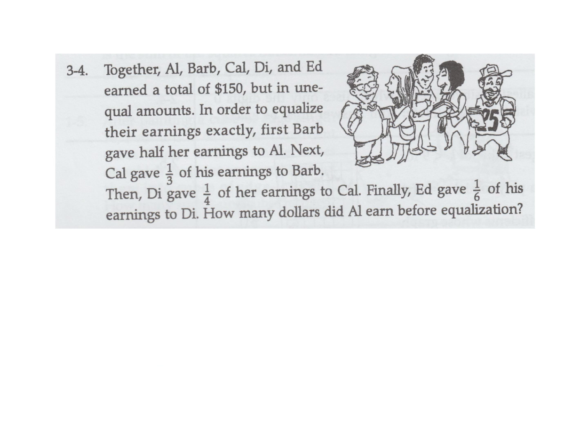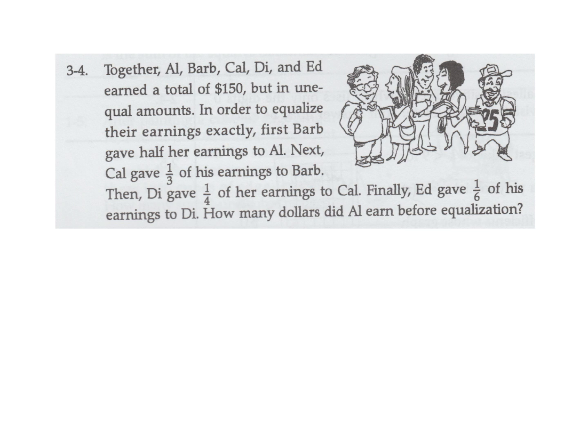Together, Al, Barb, Cal, Di, and Ed earned a total of 150, but in unequal amounts. In order to equalize their earnings exactly, first Barb gave half her earnings to Al, next Cal gave 1/3 of his earnings to Barb, then Di gave 1/3 of her earnings to Cal, finally Ed gave 1/6 of his earnings to Di. How many dollars did Al have before equalization?